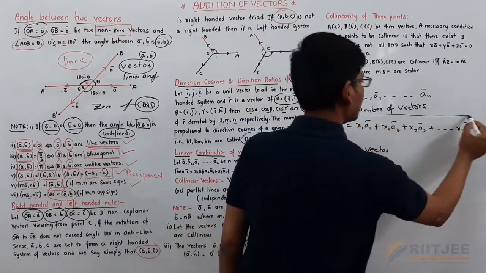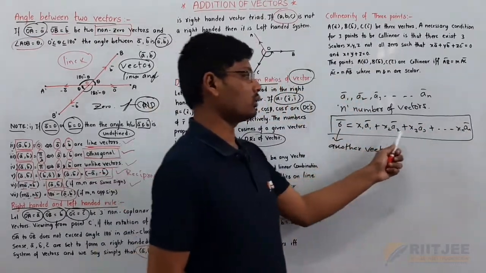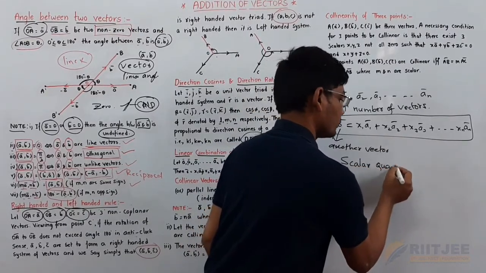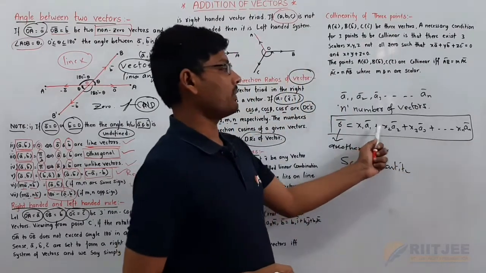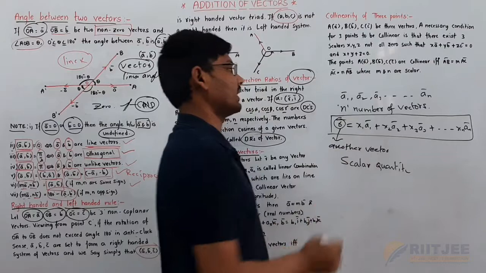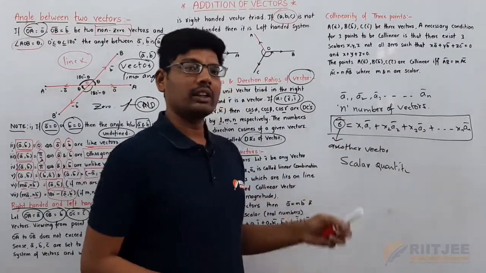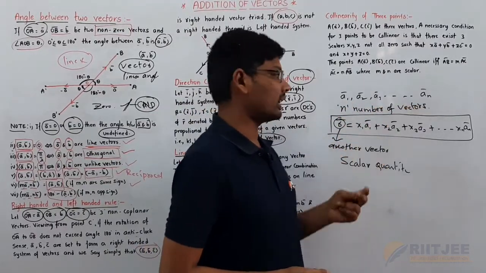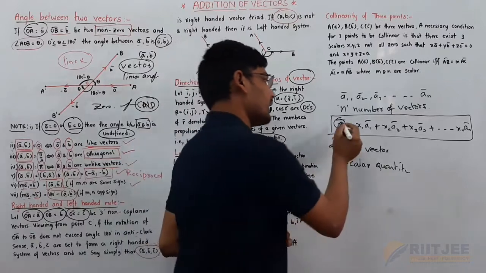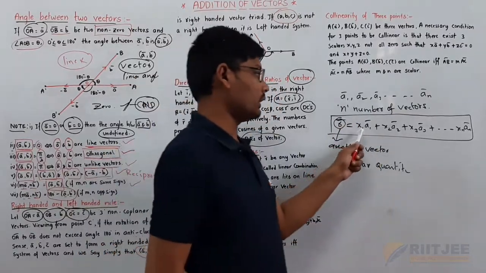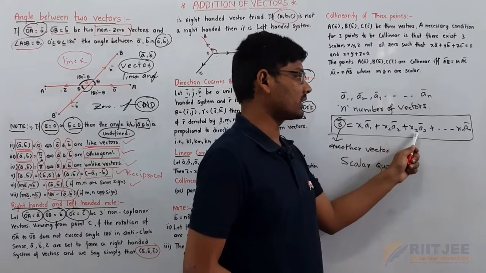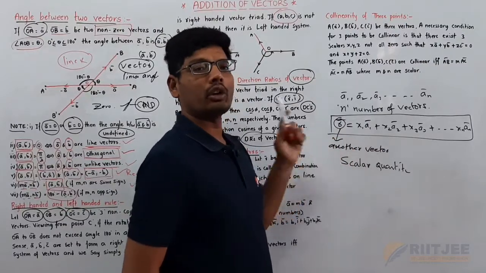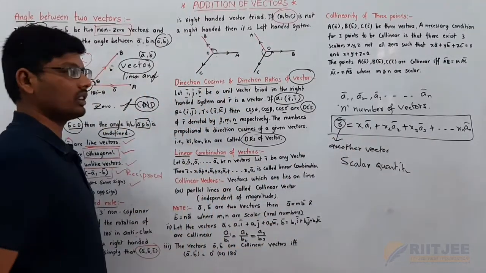This is a linear combination of vectors where x1, x2, x3, x4 are scalar quantities, and the sum of all the vectors is nothing but another vector. Linear combination of vectors is nothing but, let a1 bar, a2 bar, a3 bar be n number of vectors we are taking, and if you take another vector r bar equal to x1 into a1 bar plus x2 into a2 bar plus x3 into a3 bar, like that. The sum of all vectors gives one more vector, that is a linear combination of vectors.